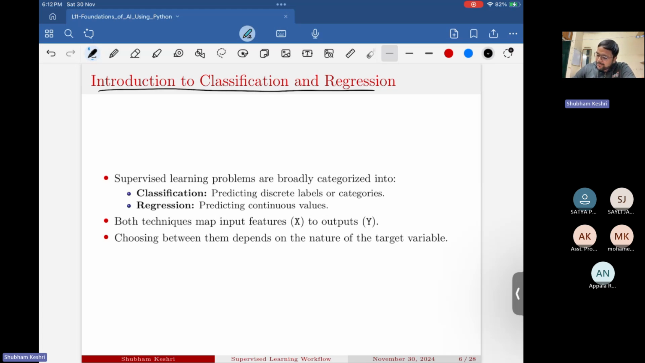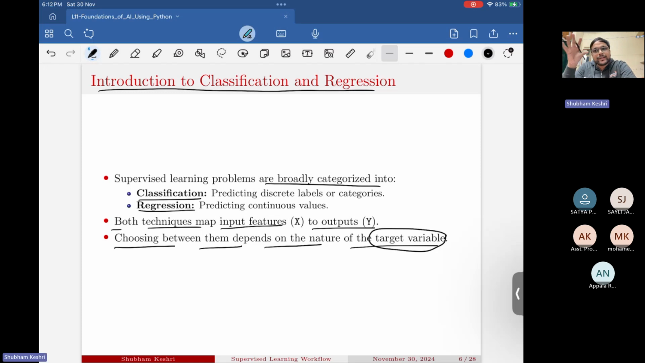Supervised learning problems are broadly categorized into two classes. One is classification and one is regression, where classification is discrete labels and regression is continuous labels. Both techniques map input features to output Y. We have talked about some examples of input features and output labels we want. Choosing between them depends on the nature of the target variable. One specific data set can have classification problems as well as regression problems, for example that house problem we were talking about.